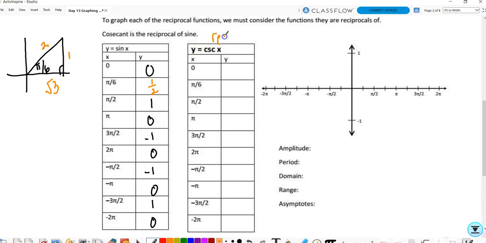So cosecant is the reciprocal of sine. So I'm going to reciprocal all these values. And remember, this 0 came from 0 over the radius, 1 over the radius, like that. So the reciprocal of 0 is 1 over 0. That's undefined. We're going to have some more asymptotes. Reciprocal of a half is 2 over 1. Reciprocal of 1 is 1. So keep going down the chart here.